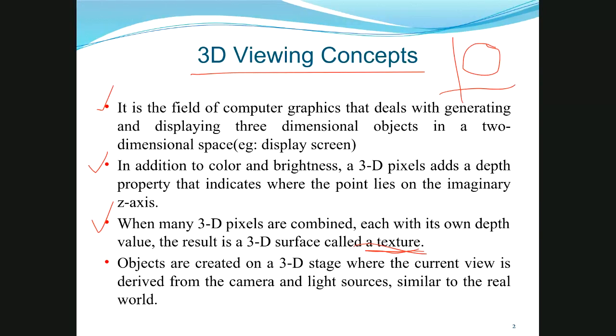Objects are created on the three-dimensional stage where the current view is derived from the camera and light sources, similar to the real world. Yes, we know that. So the three-dimensional objects look like real-world objects. They are created by using cameras, light sources, or holograms. Like this we have to create three-dimensional objects.